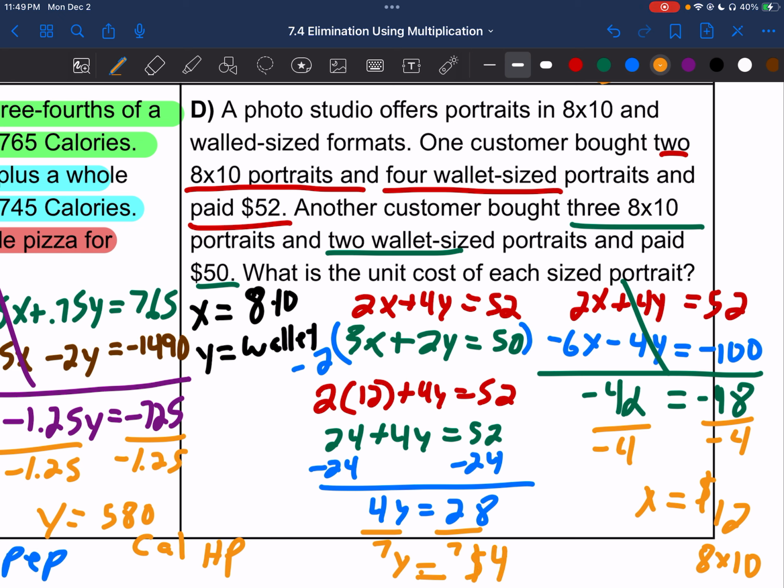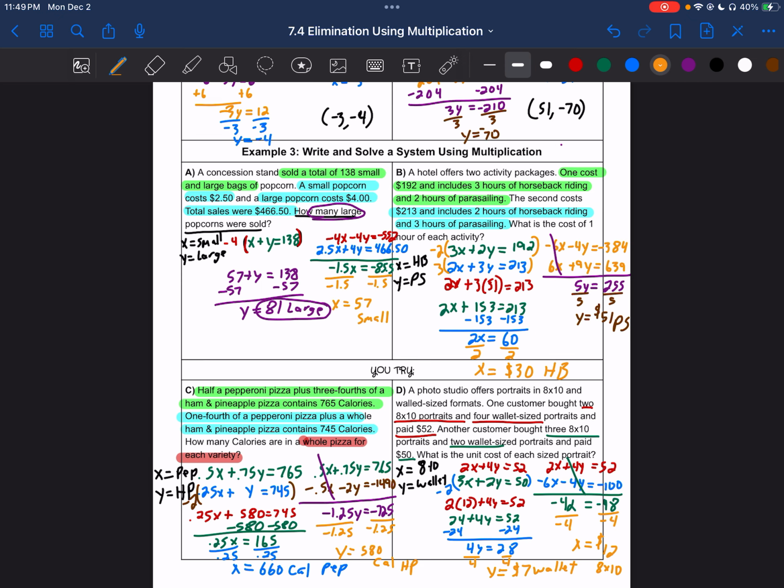$4. Sorry, we're not dividing by 7. 7's the answer. We're going to divide by 4. We're dividing by 4. Y is going to be equal to $7 for a wallet. So 8 by 10s are $12 a piece, and wallet sizes are $7 a piece. All right, we're going to go on to the next page now.